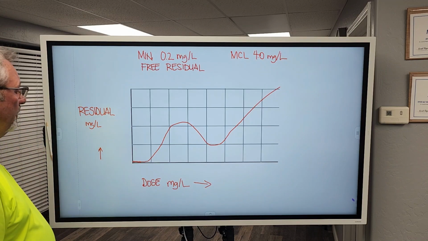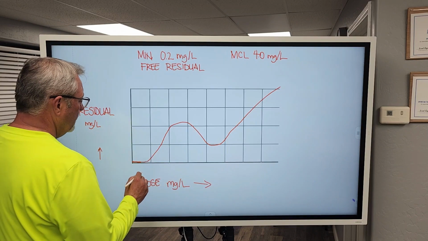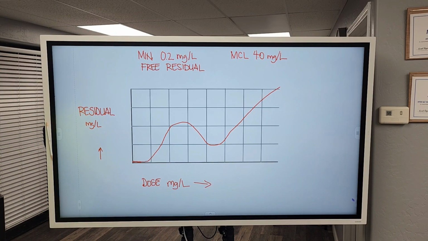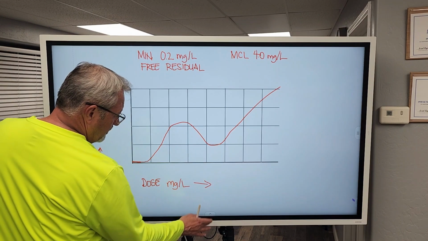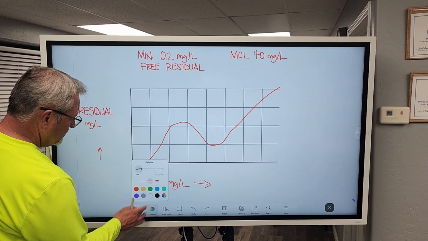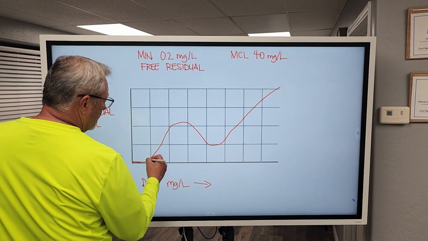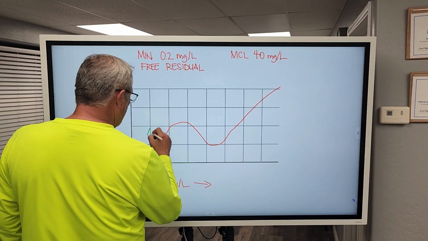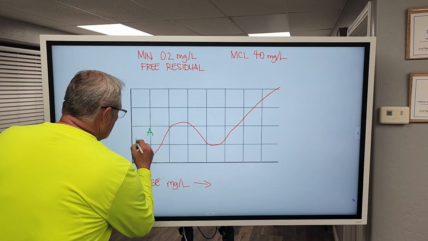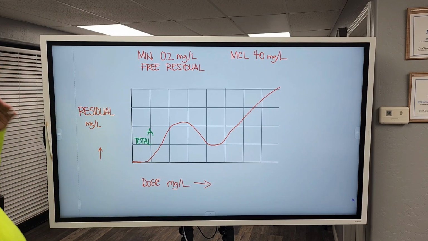Now, as we increase the dose over time, we're going to start seeing a residual. And what we're measuring here is what we call total residual. We use green. So through this part right here, we're going to call this A. We're measuring for a total chlorine residual.